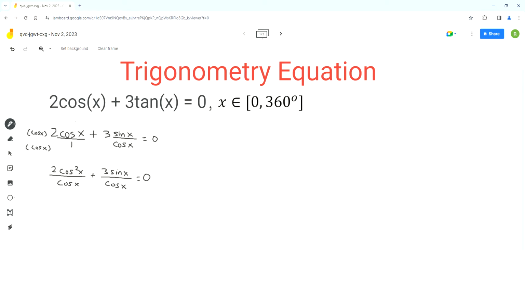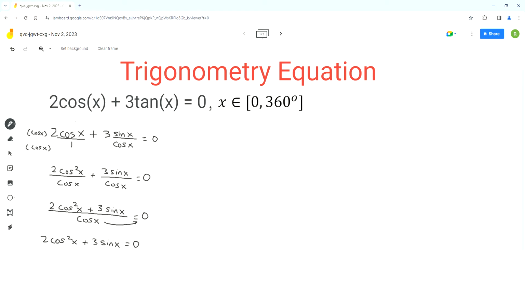So now the two fractions have a common denominator. We can add them. So we get 2 cos square x plus 3 sine x over cos x equals 0. Now we can cross multiply the denominator to get rid of the denominator. So we get 2 cos square x plus 3 sine x equals 0. Now this equation has two trig ratios, cos and sine, but there is a square on cos.